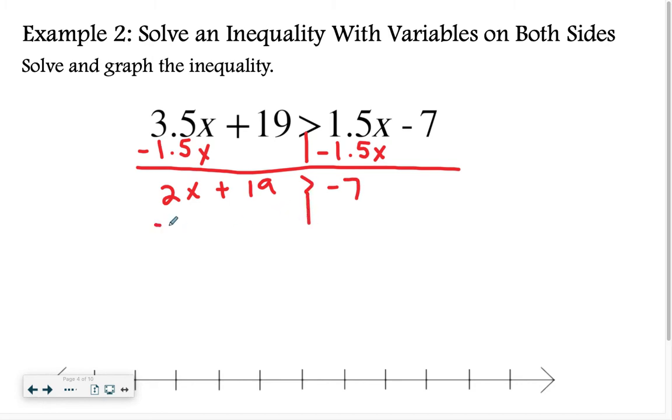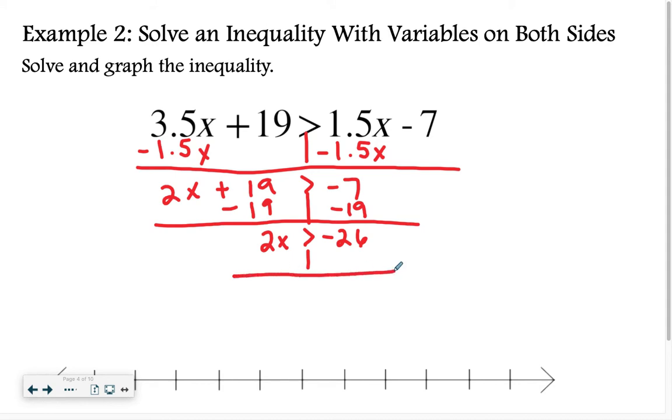And then I want to get that x by itself, so I'm going to subtract 19 from both sides. I'm left with 2x is greater than negative 26. Then I'm going to divide both sides by a positive 2, and since I'm dividing both sides by a positive, I'm going to leave my sign the way it is. So I have x is greater than negative 13.